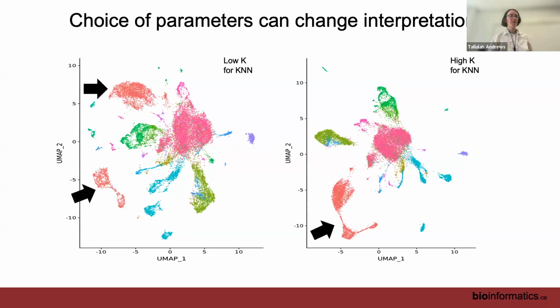And you can see, if you look at the clusters with the black arrows, that what you might conclude about those clusters would be different depending on what value of the parameter is used. On the left, you might conclude that these are two very distinct cell types, but on the right, you might say, oh, these are actually three cell types in a trajectory. So again, it's worth exploring lots of ways of visualizing your data when you're still trying to understand it.